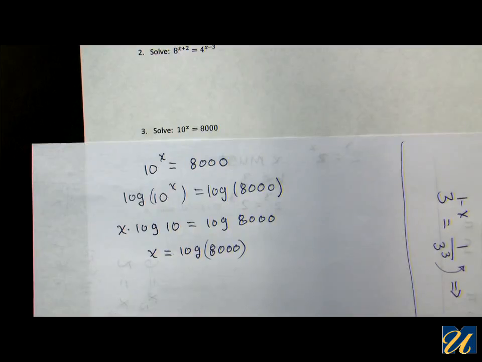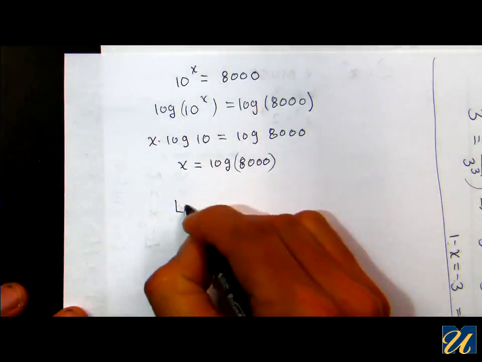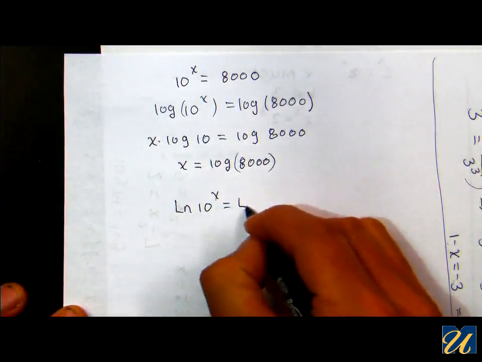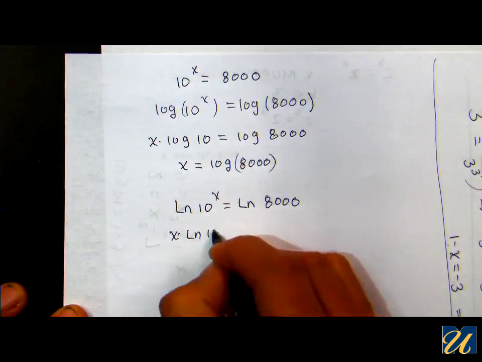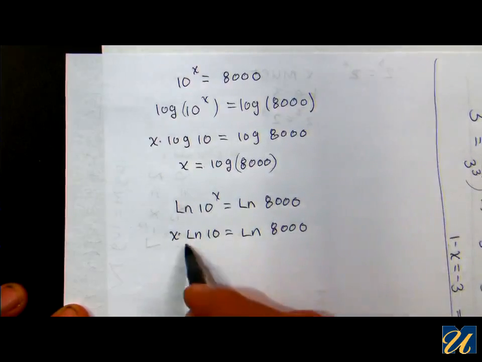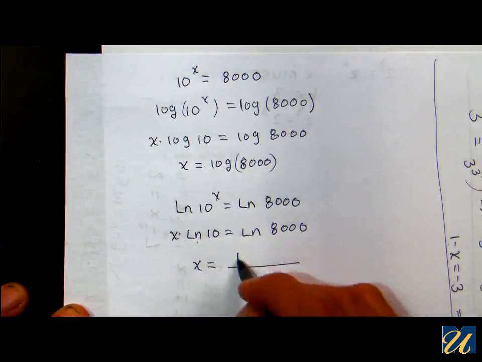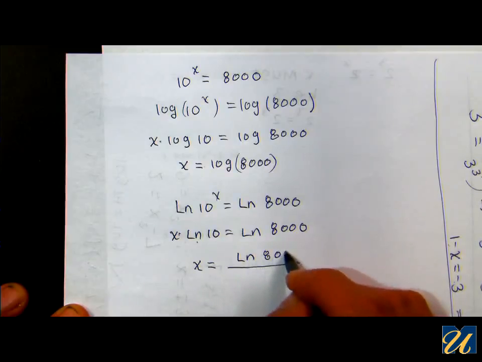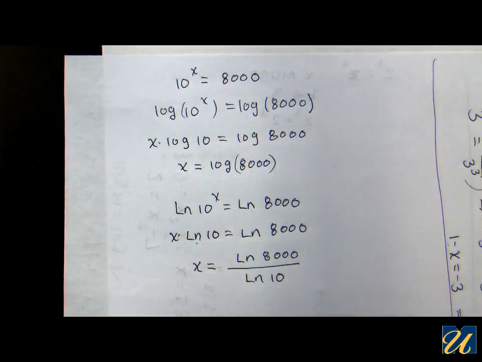Now, if we didn't use common log, but instead natural log, how would that look? The natural log of 10 to the x equals the natural log of 8,000. So x times the natural log of 10 is equal to the natural log of 8,000. See, this is not 1, so you have one more step. You have to do some division. So we have x equals the natural log of 8,000 divided by the natural log of 10, and that is the same answer.